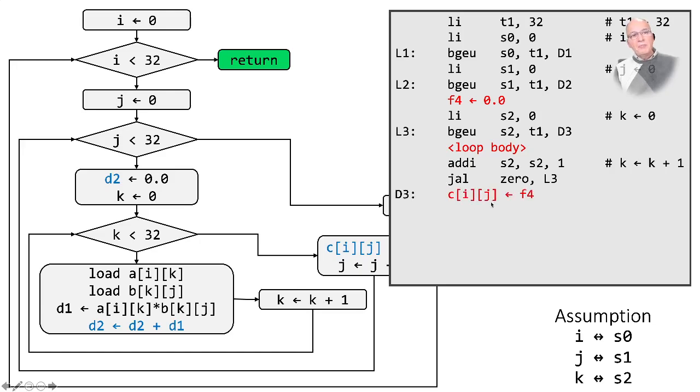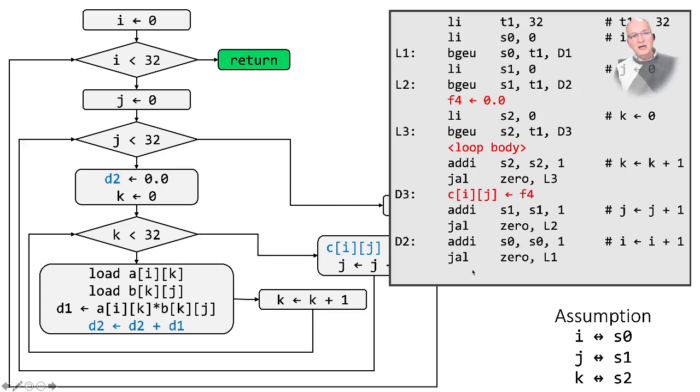And then I need to take the value of F4 that was generated by the loop body, and I will store it in Cij. I will increment j and go back to L2 to test the value of j, and then I'll increment i, and I'll go back to L1 to test the value of i, and then I'll be done. Here is my D1 label. So this code here does not do the full computation, but it creates the control flow structure that I need for this code.